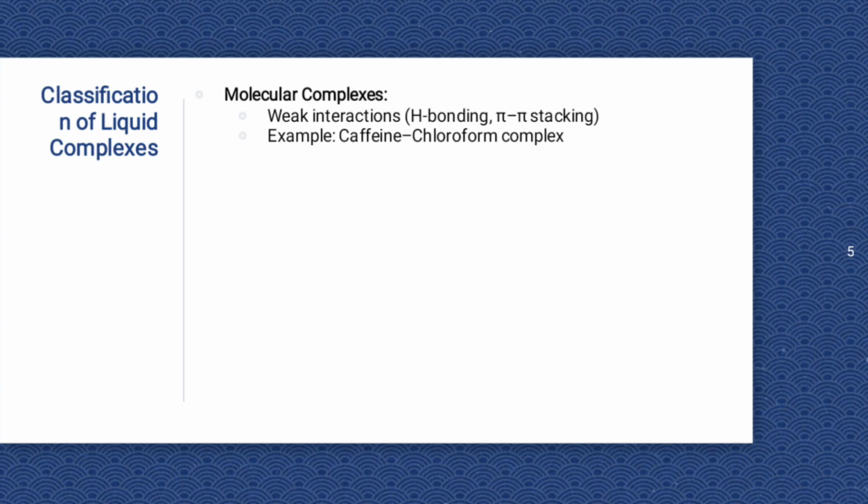Moving further, classification of liquid complexes. Basically, liquid complexes can be classified into four main types. The first one is molecular complex. It has very weak interactions like hydrogen bonding, and an example of this is the caffeine-chloroform complex. Then the second one is the ionic complex. This is an association between ions, and the example is Fe3+ and SCN-. Already we have seen the ferric ion and thiocyanate ion.